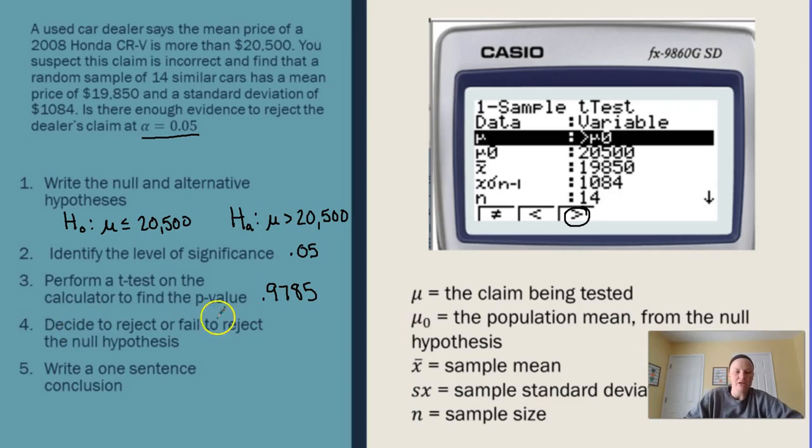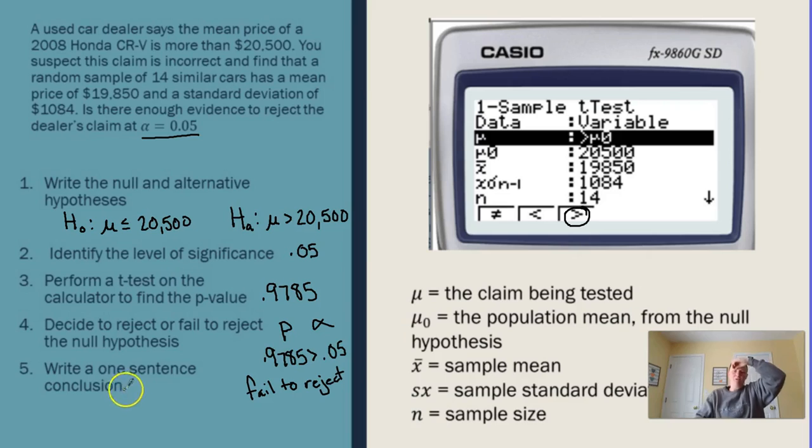Then steps 4 and 5 are what we did in our earlier hypothesis testing units. So decide to reject or fail to reject the null hypothesis. What we're going to do is compare p and alpha. So 0.9785 is my p-value. My alpha value was 0.05. If p is greater than alpha, then we fail to reject. Just like our earlier units, when we did hypothesis testing, same rules. If p is less than alpha, we reject the null hypothesis. If p is greater than alpha, we fail to reject the null hypothesis.